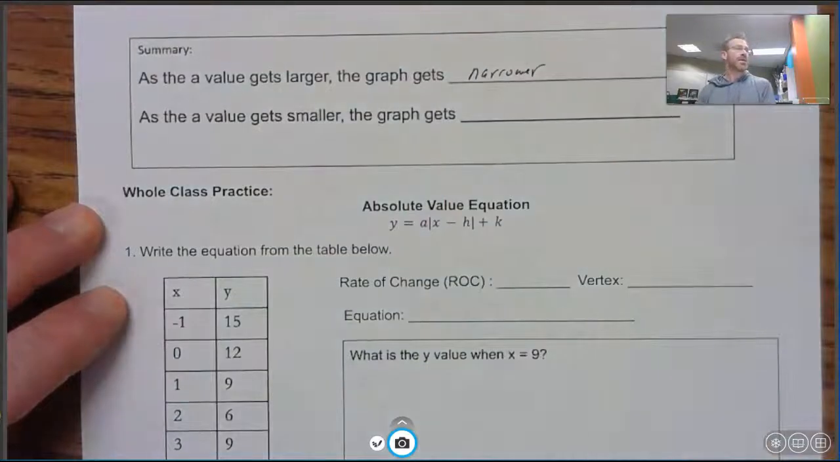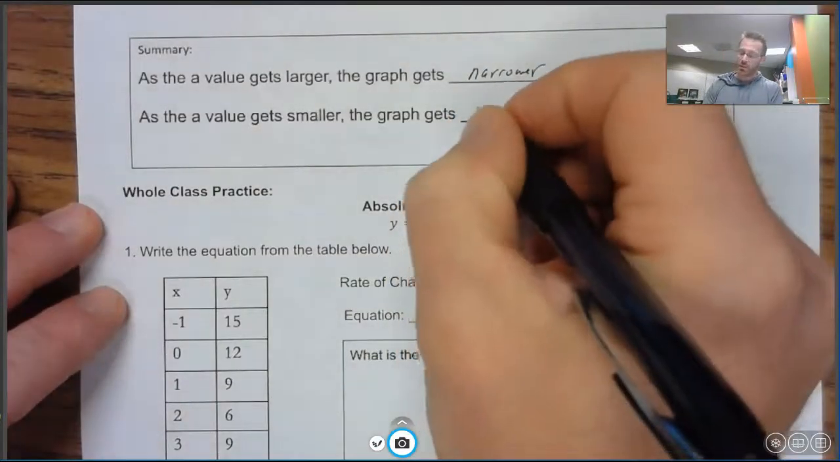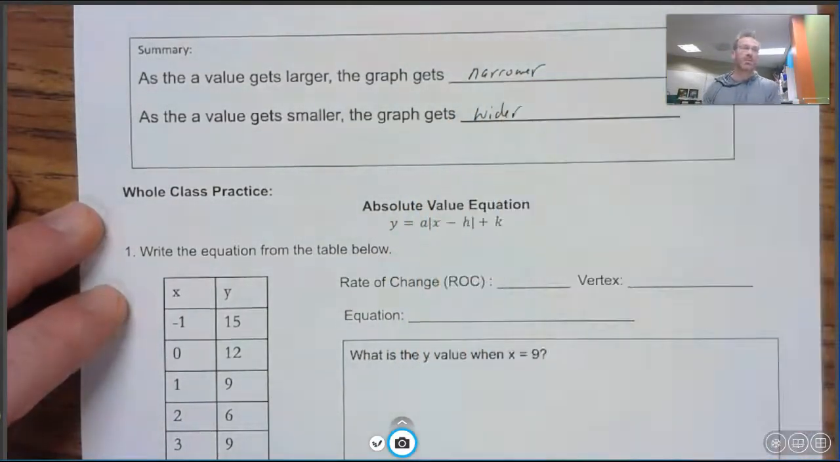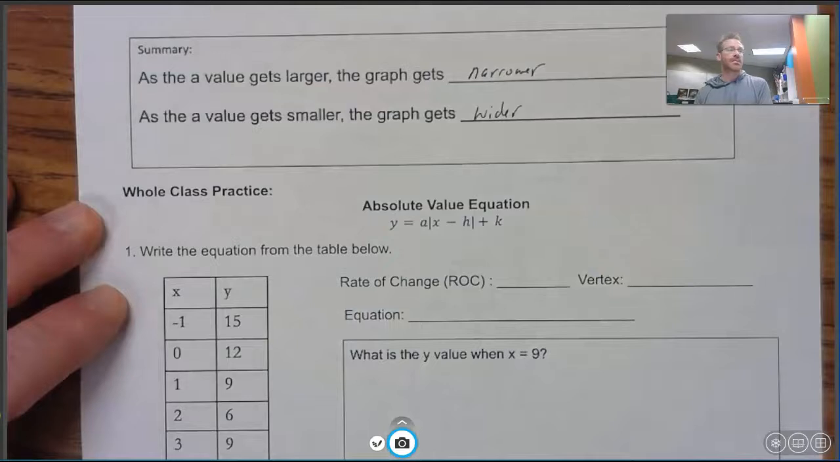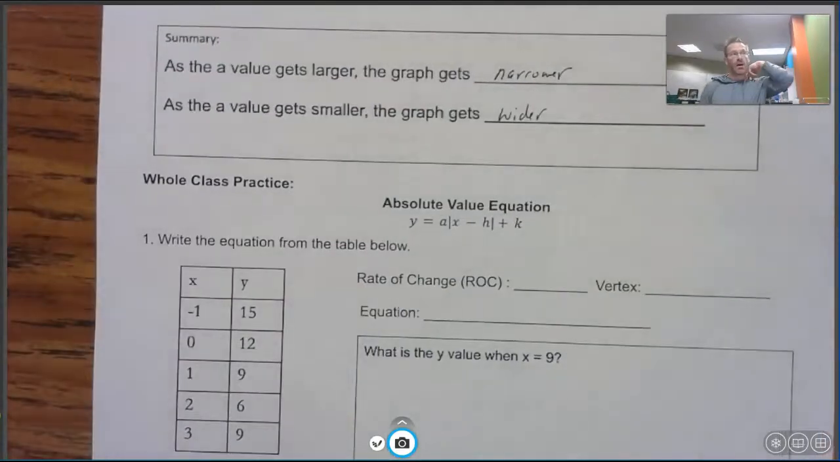As the A value gets smaller, the graph gets wider, right? It's not increasing as fast. I'll give you a second to write that down. Now, just to review, we're going to jump into a couple of problems.